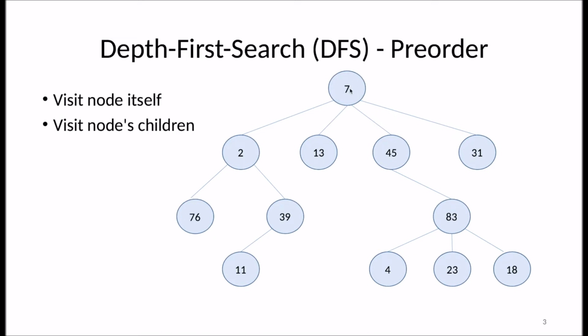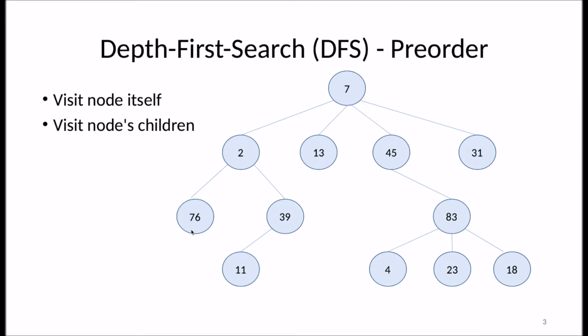Now another way to do this is starting with the right side. So here again, I output 7, then I output 31. It's a leaf node. I back up, take the next child, which is 45, then go to 83, go to 18. It's a leaf, I back up, next child 23, back up, next child is 4, back up, back up, back up, next child of 7 is 13. It's a leaf node, I back up, go to 2, 39, and 11, then back up, and go to 76.